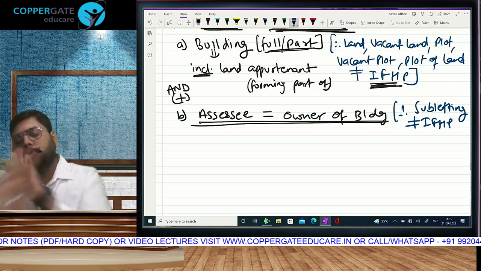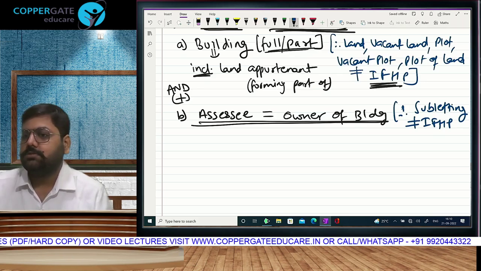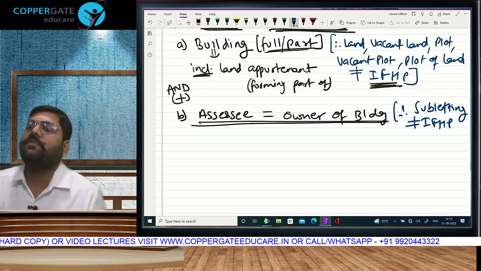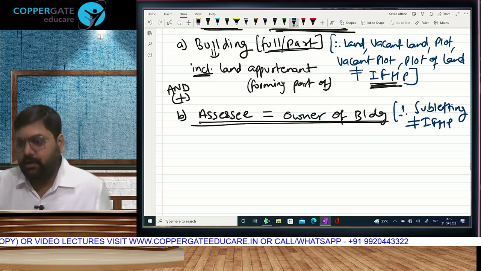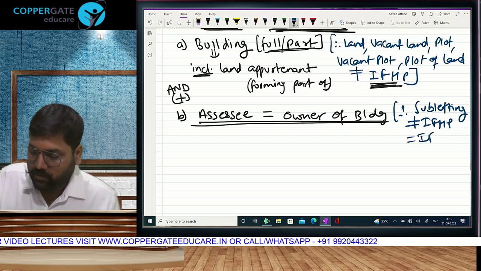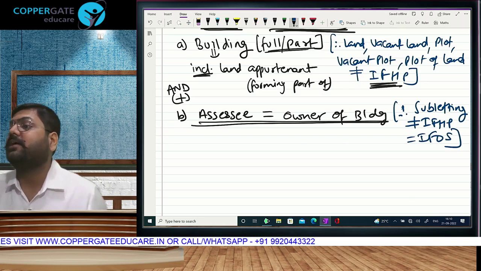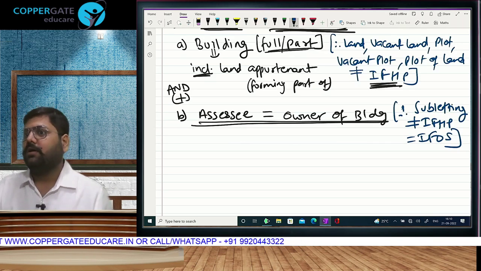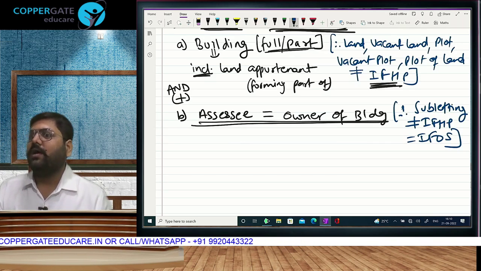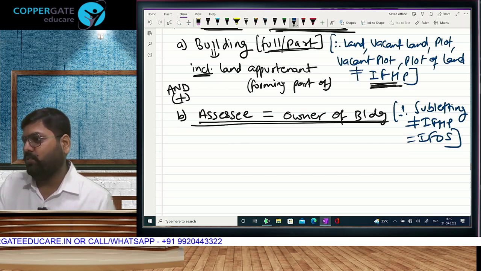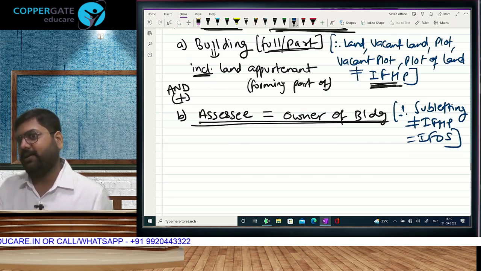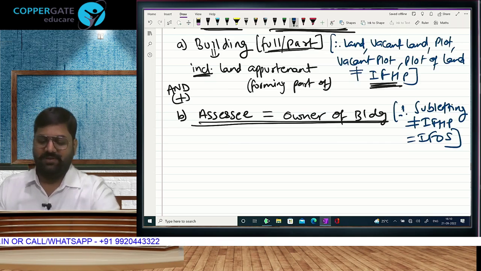Sir, where will it go? If you have anxiety, then listen. It will go in IFRS. If you can't control it, listen. Subletting rent will be taxed under IFRS, because house property can come only if you are the owner, and in subletting you are not the owner.